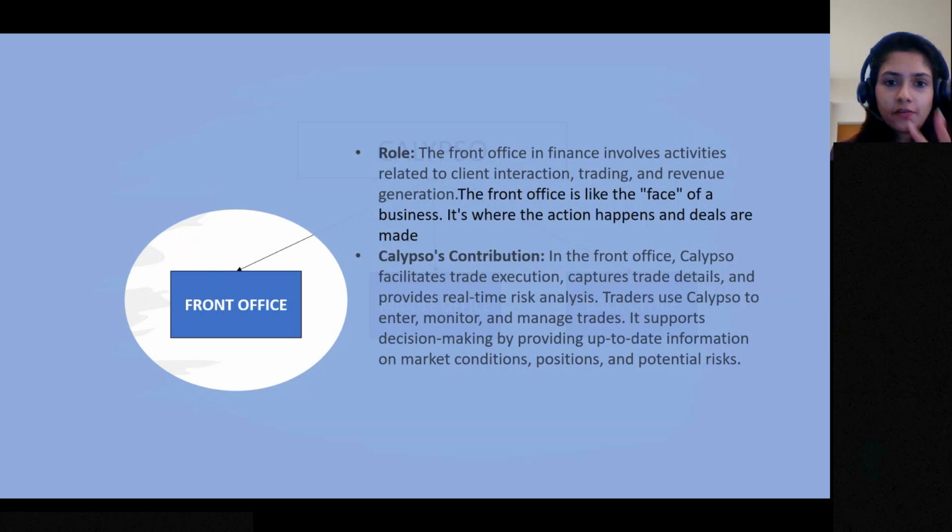It's the face of the business. It will capture the details and the requirements of the customer in real time. It will monitor what the requirements are. The users of the front office are generally traders who are responsible for decision making in real time on the orders that have been placed. The front office also helps keep the information up to date as per the market conditions and risks. So that is the role of the front office. And this definition can be used for any application, be it Calypso or Murex or any other financial application.